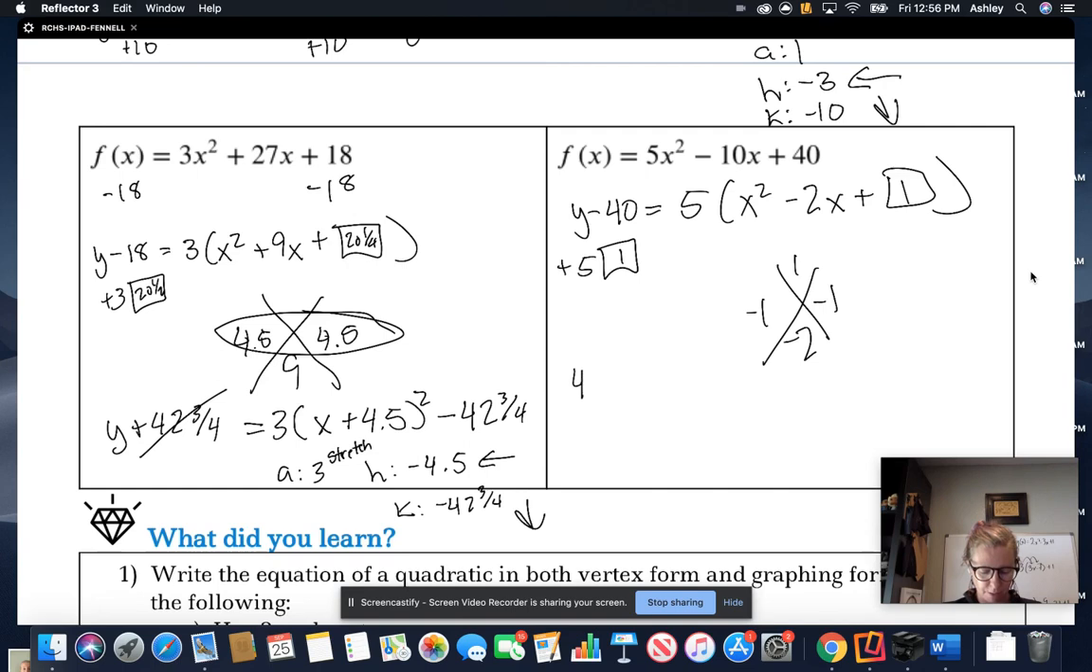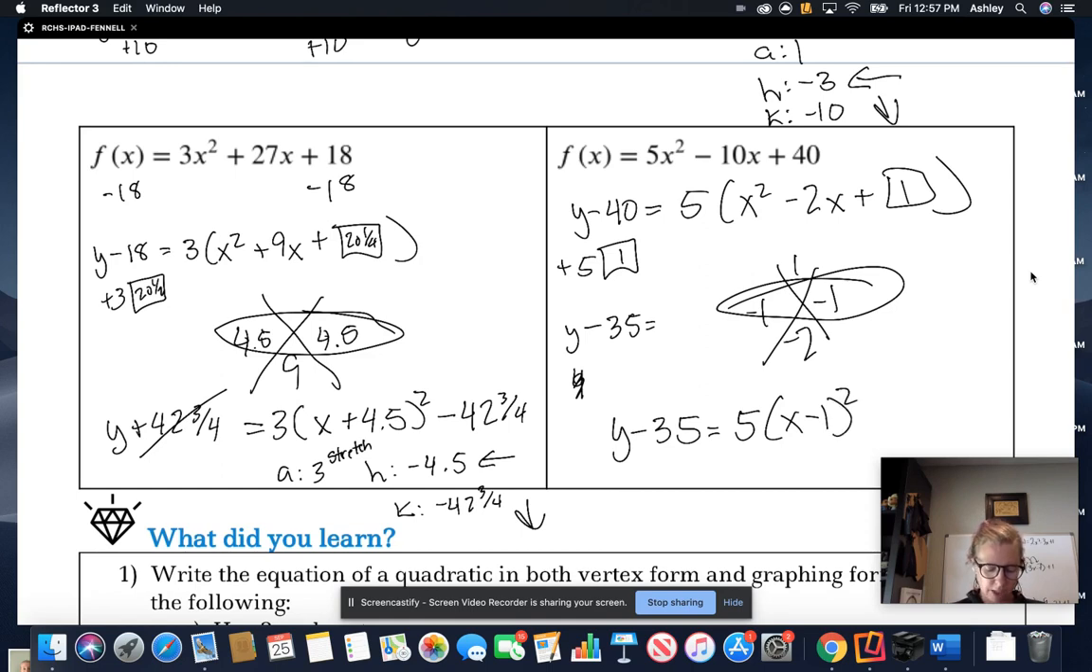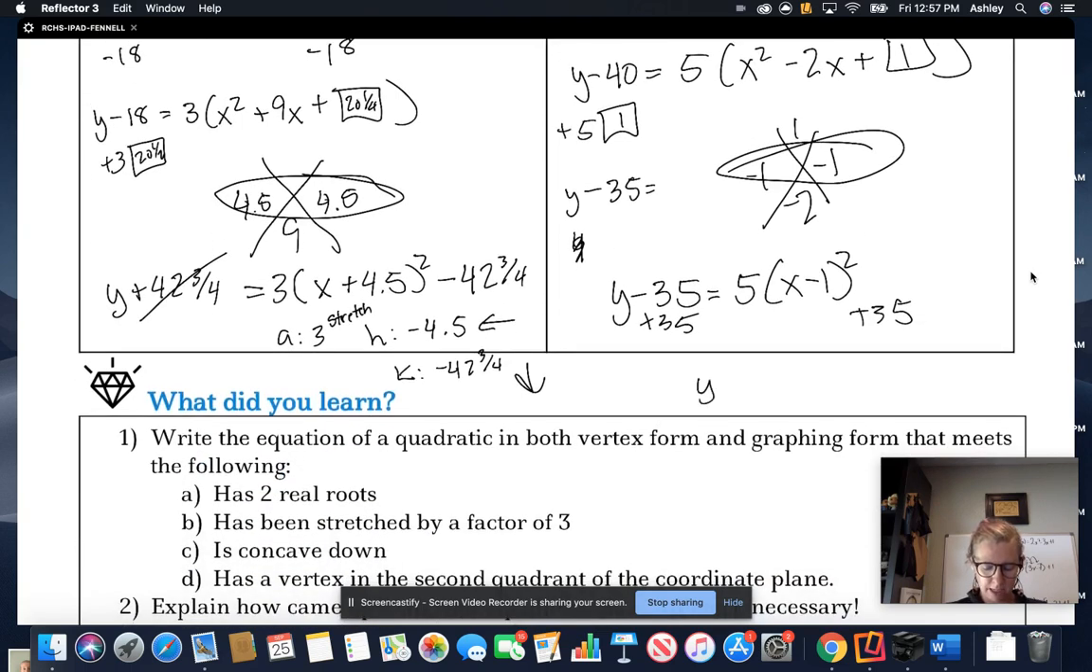So over here we have y minus 40 plus 5, so y minus 35 equals, again, we've already done the heavy lifting. We know we're going to have x minus 1 squared, so y minus 35 is going to equal my 5 times x minus 1 squared, and then I just need to add my 35 to both sides. So now I have y equals 5 times x minus 1 squared plus 35. A is going to be 5. It's going to stretch my function. H is going to be positive 1. We're going to shift to the right 1. K is going to be positive 35. We're going to shift up 35.